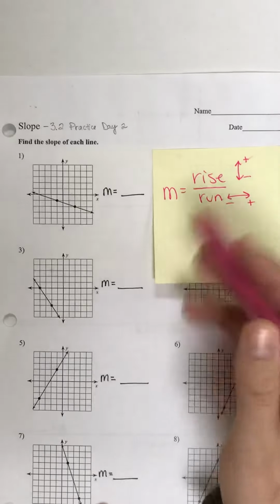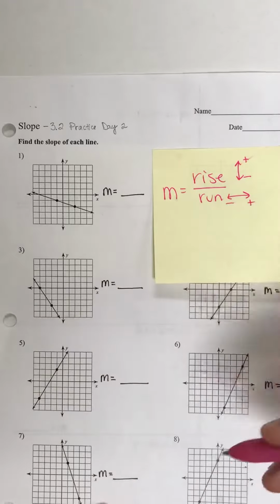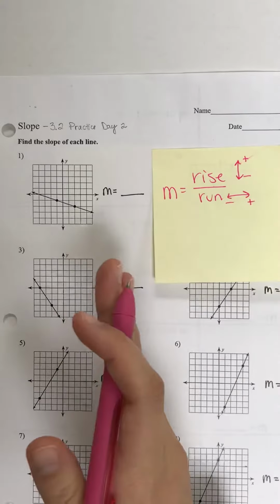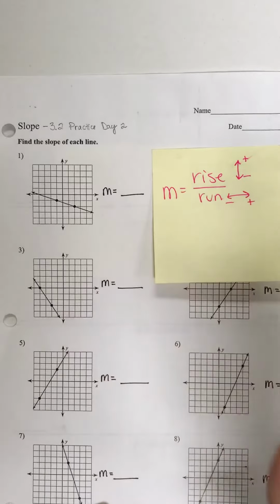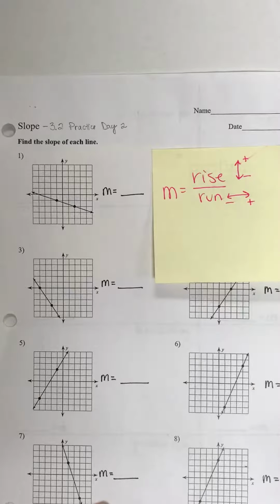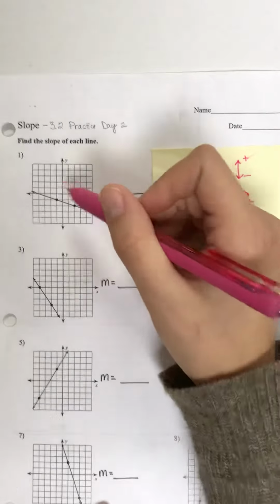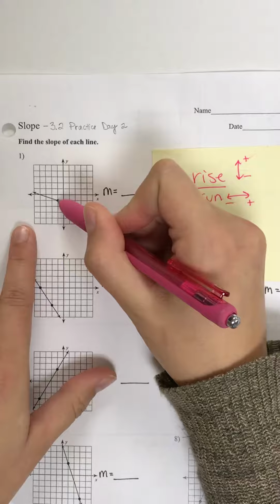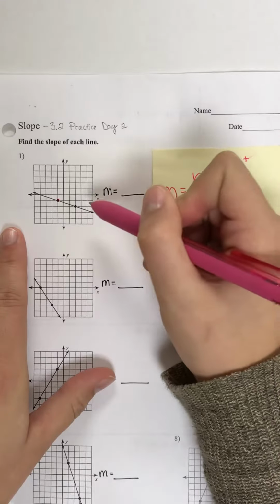So I usually start at the leftmost point, that way I'm consistent throughout the problems. However, if you start at the rightmost point and you count rise over run, your answer will still be the same, okay? So if we look at example 1, my leftmost point is marked for me.